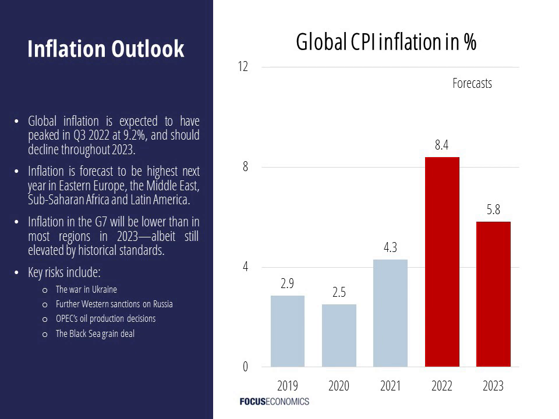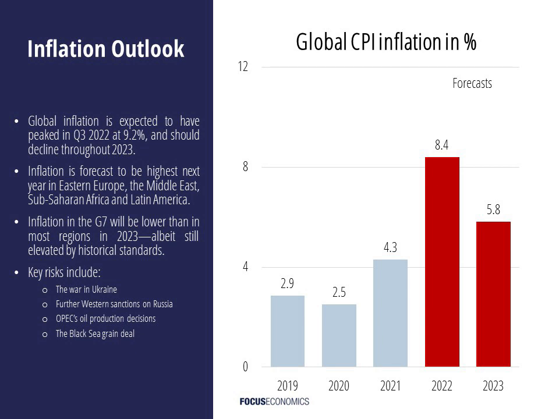Price pressures will come on the back of war-related disruptions, weak currencies, and less effective monetary transmission mechanisms relative to developed economies, which limits the impact of higher interest rates. Inflation in the G7 will be lower than in most regions in 2023, albeit still elevated by historical standards. Effective monetary policy, slowing growth, and government measures to tame energy prices will contain price pressures in the G7.